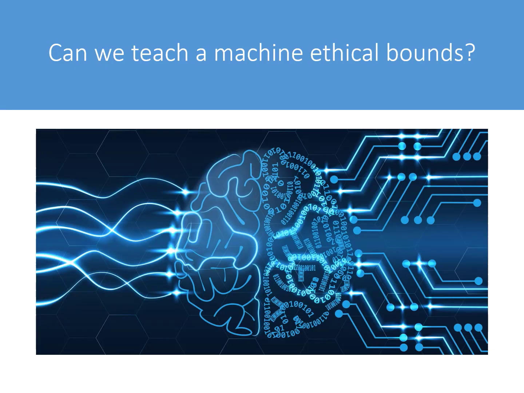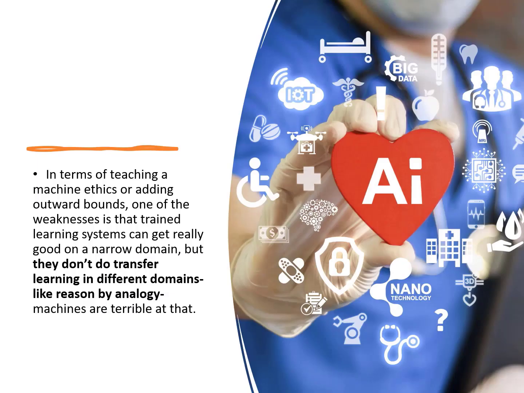Can we teach a machine ethical bounds? The answer is no. In terms of teaching machines ethics or adding outward bounds, what we have to look at is the fact that machines are tremendous in finding minuscule facts, recording data, etc., but they do not have the ability to transfer that functionality into reasoning. Machines are terrible at that.